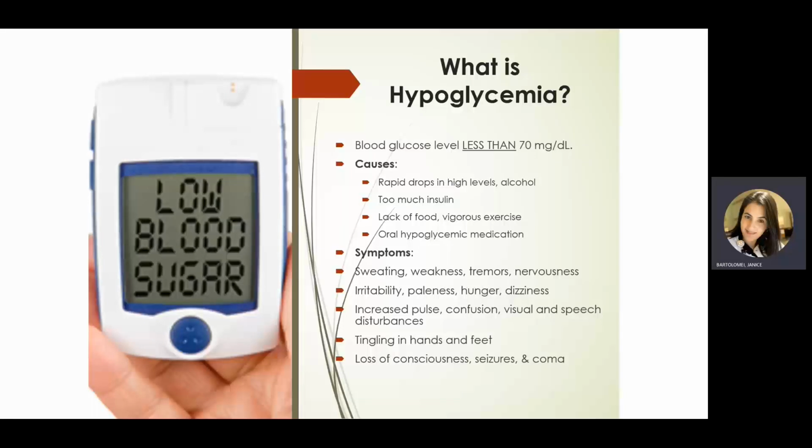Some of the symptoms that the client can experience are sweatiness, weakness, a lot of tremors. They start shaking, irritability. They could feel hungry. They could be dizzy, with tachycardia, some confusion. As the glucose starts dropping and your brain starts lacking glucose, you're going to have visual and speech disturbances, like they can't speak or they might see black spots in their vision. You could also have tingling of their hands and feet, all the way to losing consciousness and death, honestly.